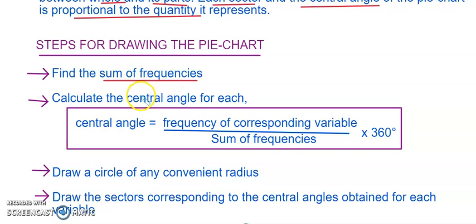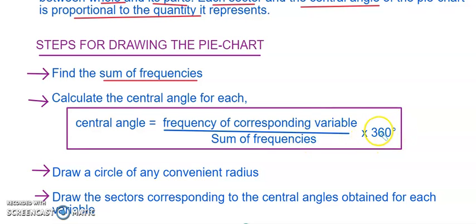So the total, right? That is called the sum of frequency. The next one is the most important, finding the central angle. How do we find it? Suppose a student has given a test in 5 subjects, the total will be there, but the individual subject marks are said to be the frequency of the corresponding variable. For an individual subject, the mark that is taken, divide by the total, multiplied by 360 degree.